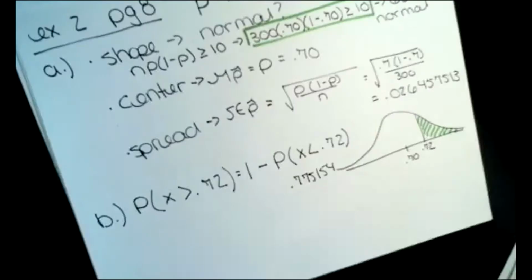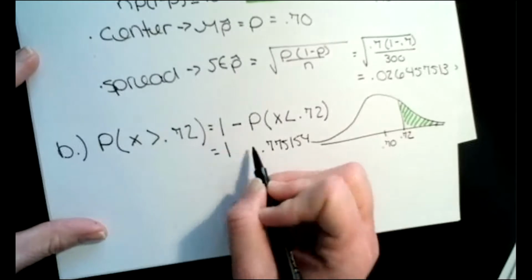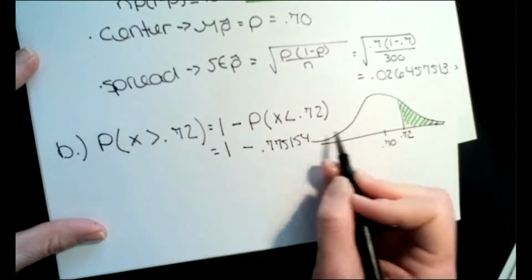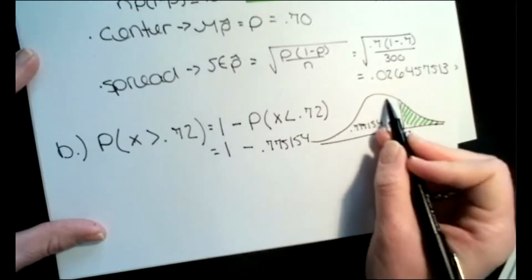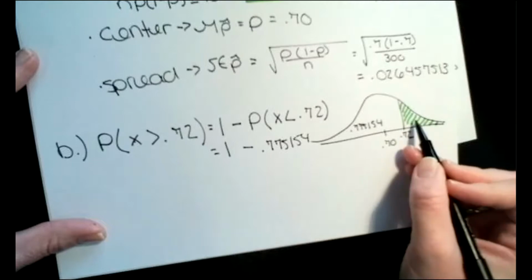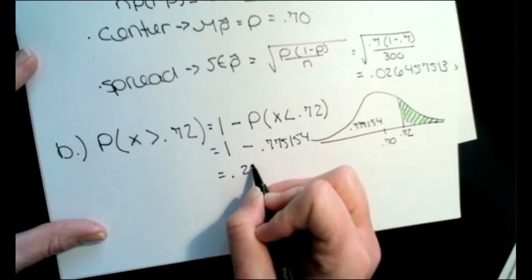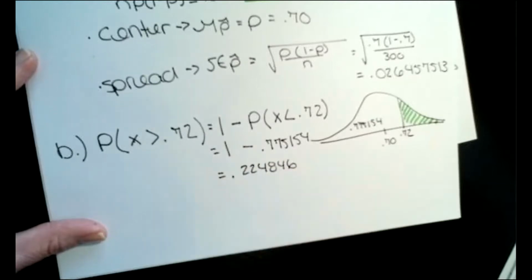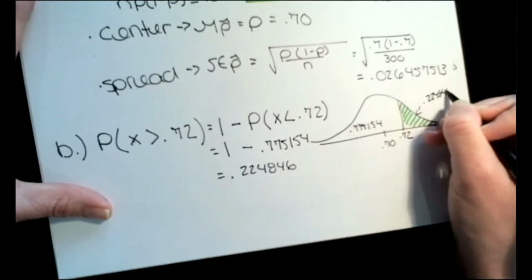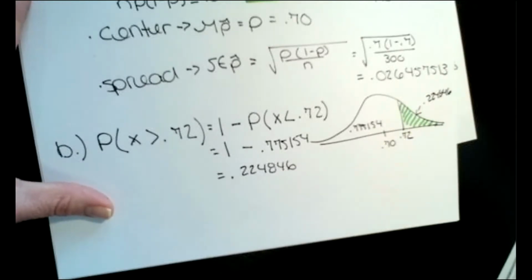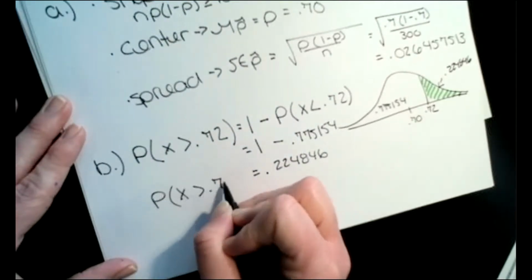So I'm going to write this down here, and I'm just going to show you. So the greater than is 1 minus this value, right? This 0.775 is right here, this area to the left. I want to know the area to the right. So I'm going to subtract it from 1, and I find it to be 0.224846. So the area over here on this right side is the 0.224846, here in the green, and that's what I was solving for: the probability that X is greater than 0.72.